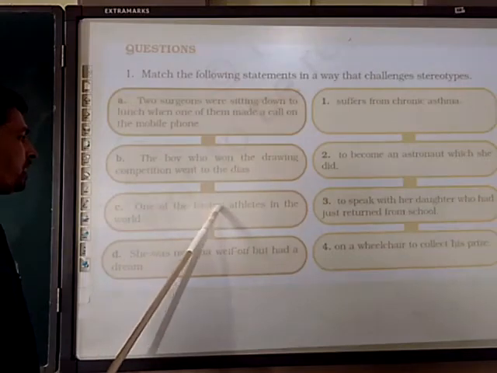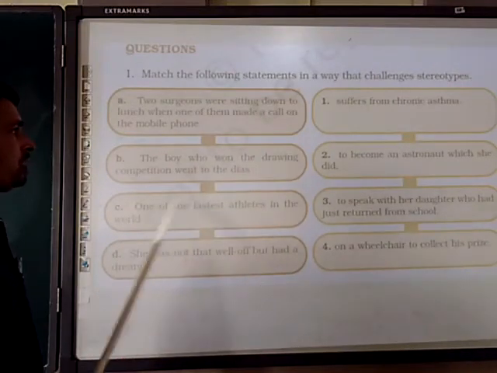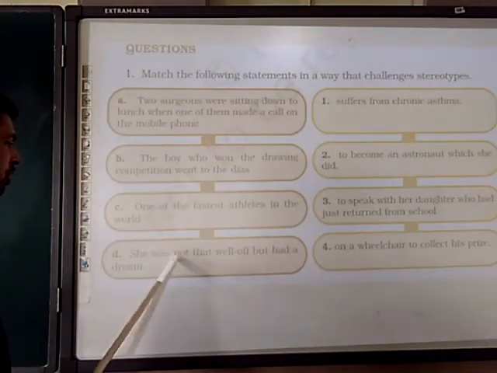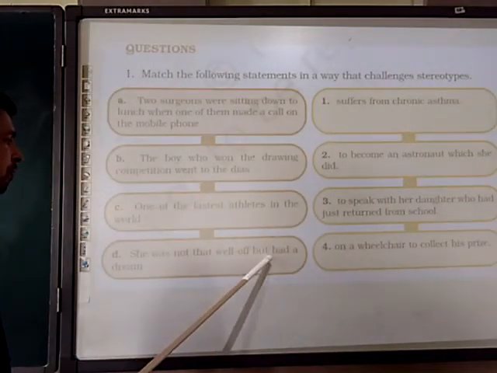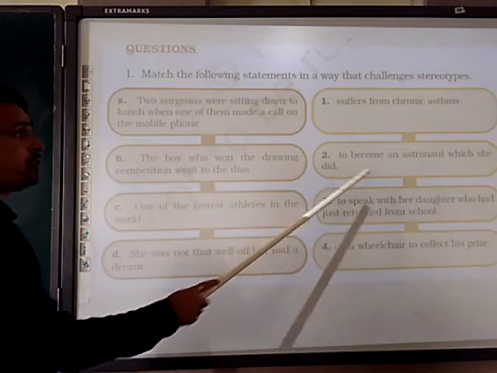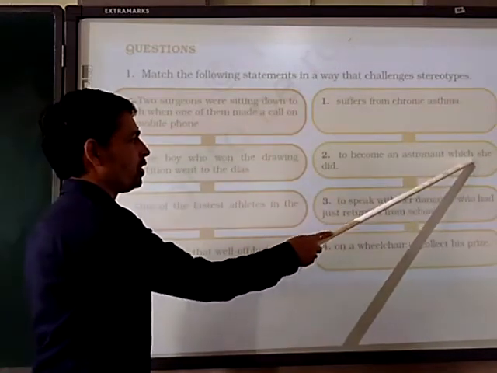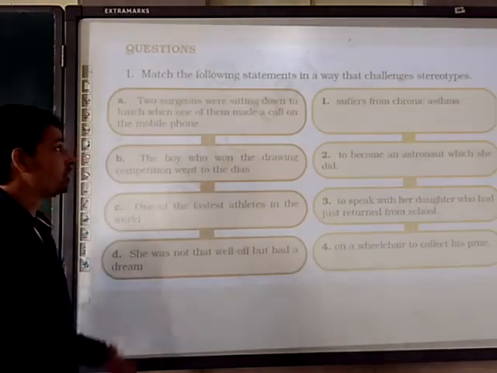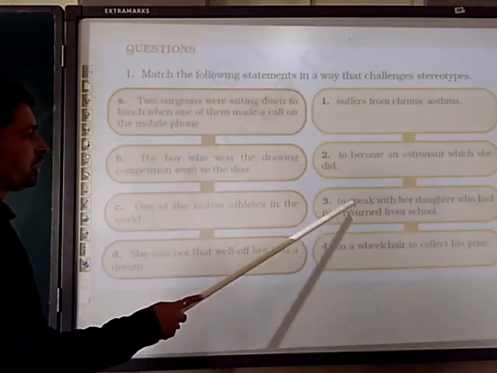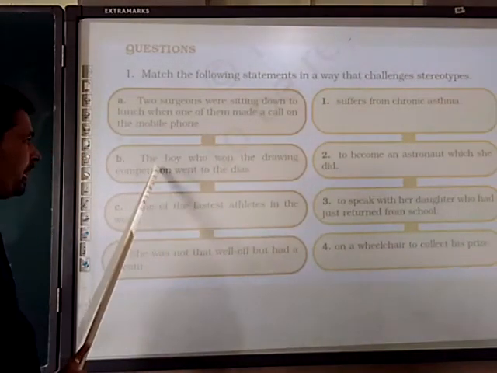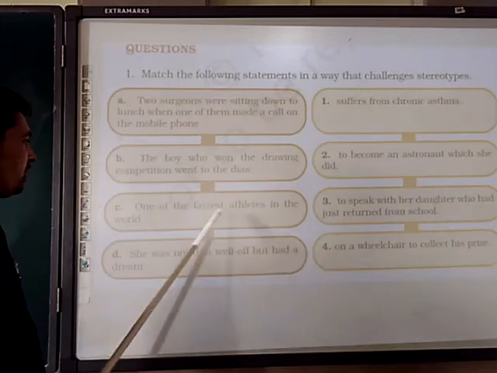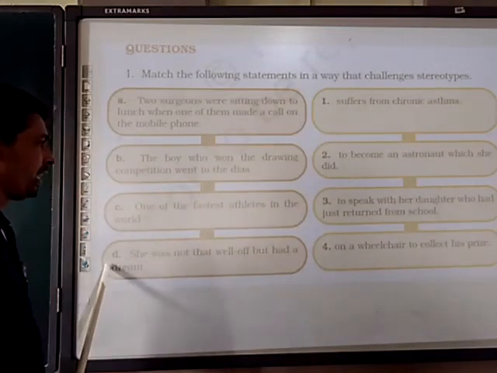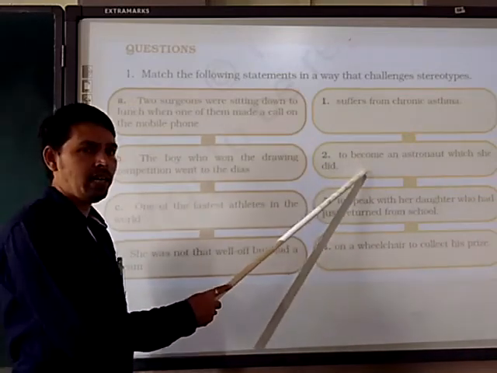One of the fastest athletes in the world suffers from chronic asthma. She was not that well off but had a dream to become an astronaut, which she did. So all the points are clear to you. Point number A, 3 is the answer. Point number B, 4th is the answer. Point number C, first is the answer. And point number D, the second is the answer.